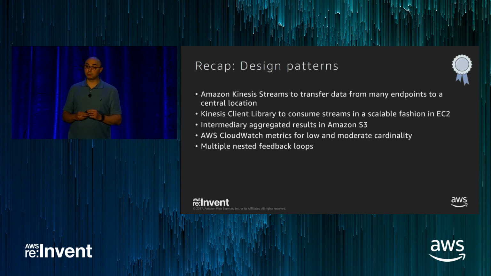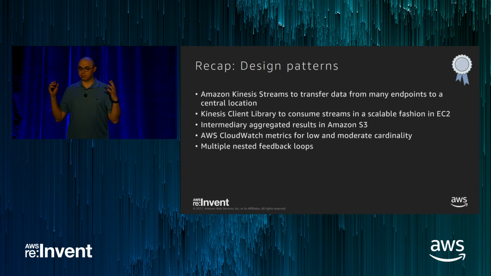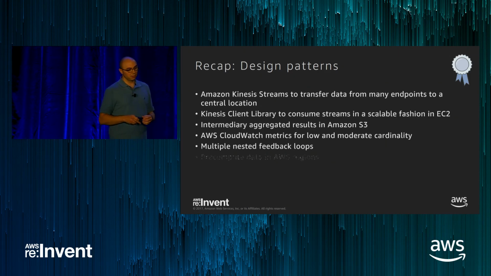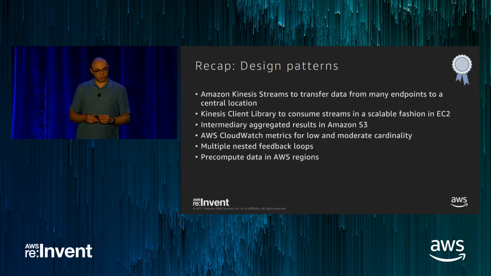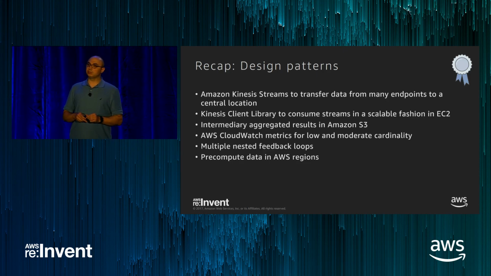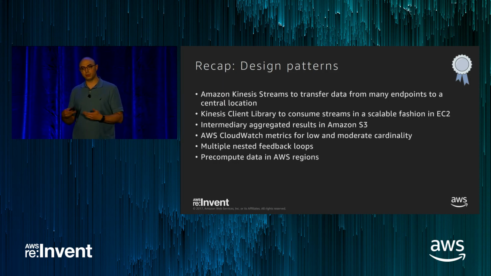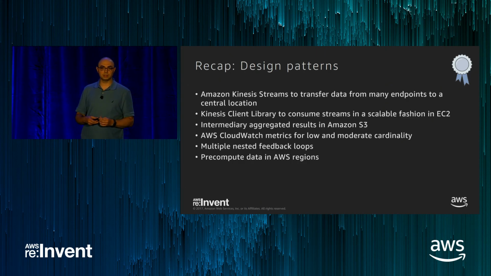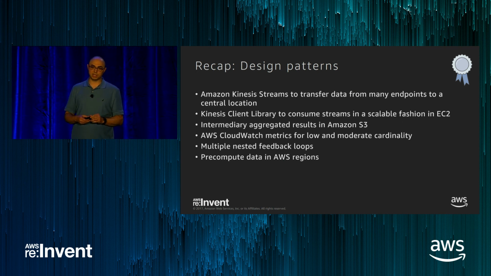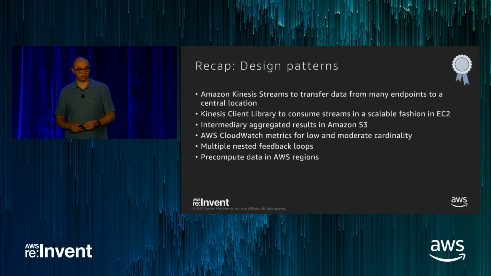We learned to use multiple feedback loops, so we can take a complex problem and break it down into more simple problems. And we learned to pre-compute data in the AWS region, so we don't have to do all these expensive computations with all this data at request time. That makes the DNS fleet smaller than it would be otherwise, and it makes the DNS response time faster than it would be otherwise. It's a simple lookup.